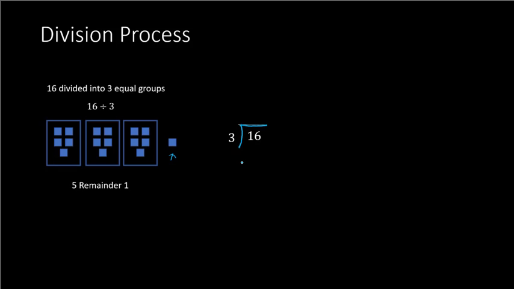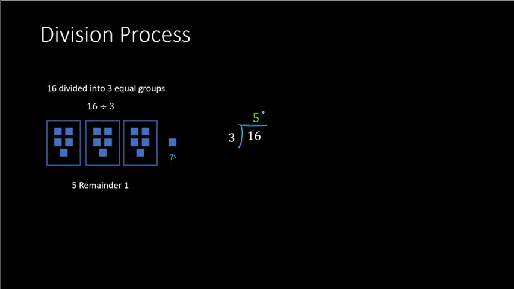So if you think through 16 divided by 3, we can have 5, right? 3 goes into 16 5 times without going over. If you chose 6, 3 does not go into 16 6 times, because 6 3s would be 18. That's too big. So 3 goes into 16 5 times. So the 5 can go up here.